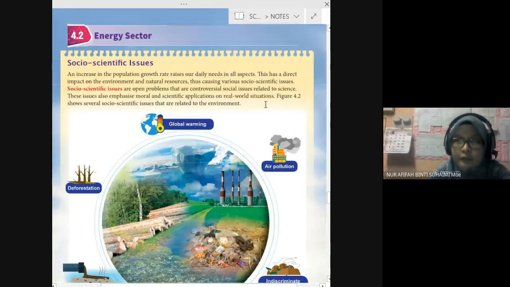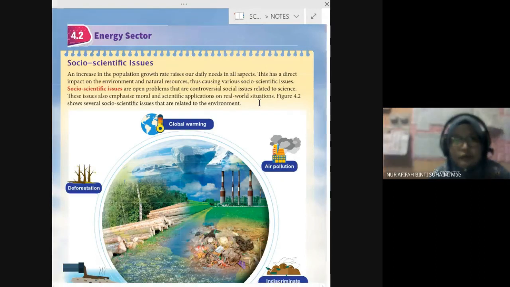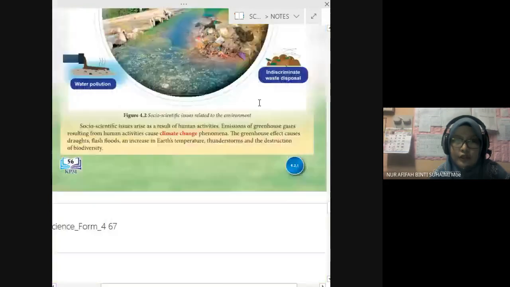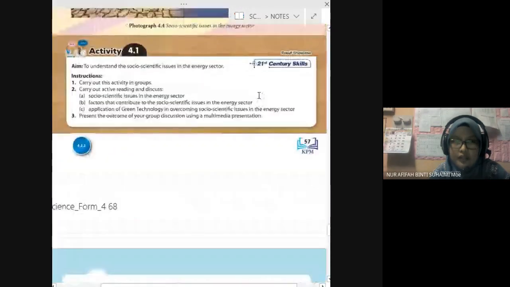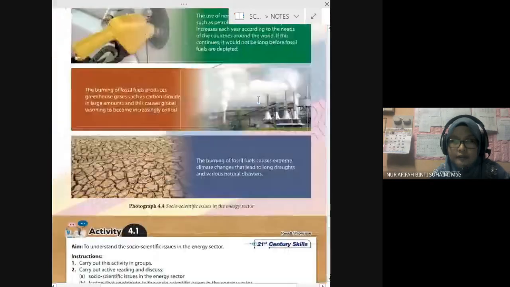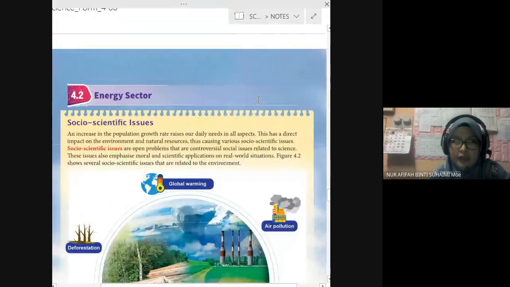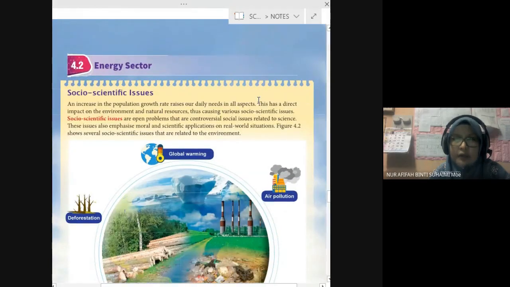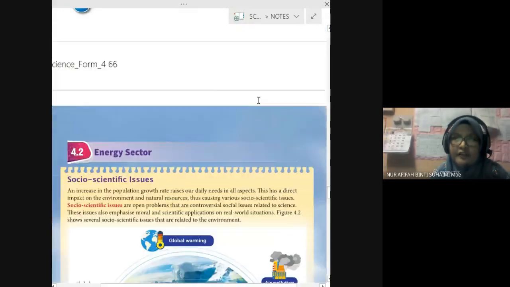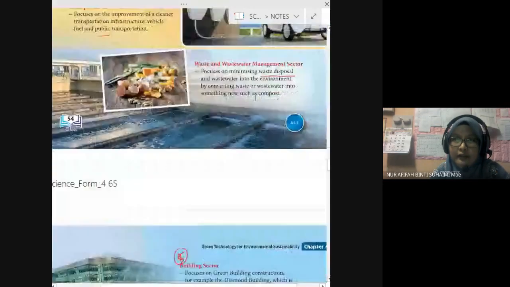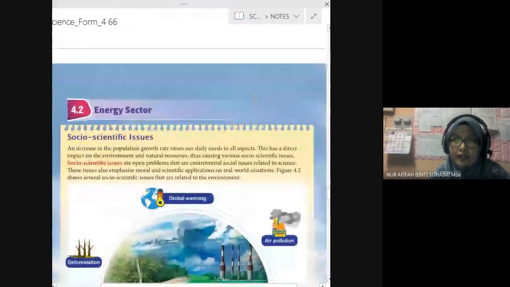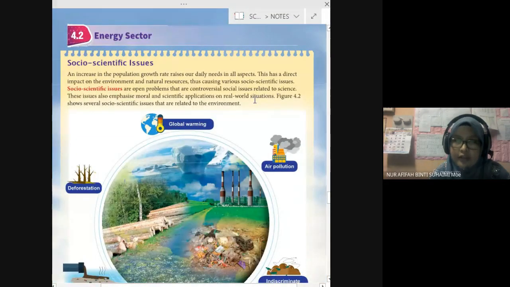Okay. 4.2 energy sector. This is for the four main energy sectors. 4.2 with their social scientific issues and application. So 4.2 until 4.5 talk about the types of energy sector. From 7 sectors here in 4.1, we separate one by one. We take 4 sectors only, and then we discuss the social scientific issues.